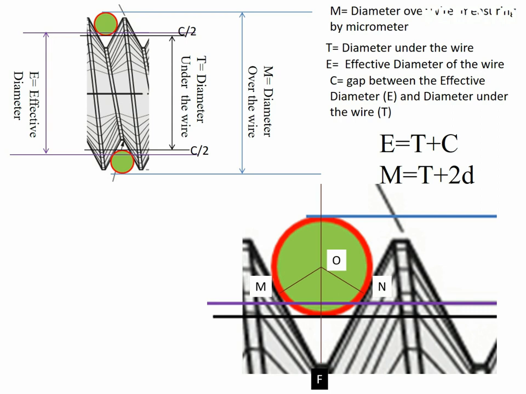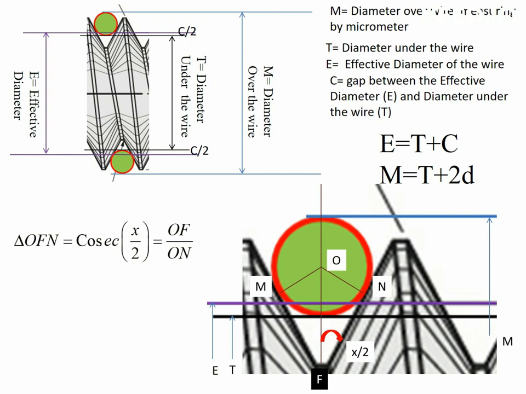Next we draw a line perpendicular to the flank face of the thread, connecting to the center of the wire, that is the line ON. Similarly, draw the line OM on the other side. Here we observe that ONF is a right angle triangle with an angle of x by 2, where x is the thread angle. So it forms a right angle triangle OFN with angle x by 2.